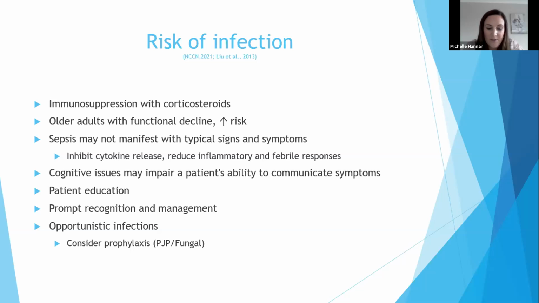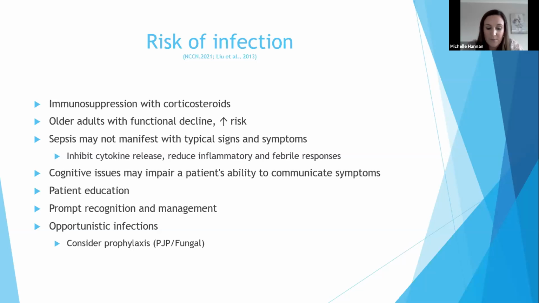So hence thresholds or parameters for concern may need to be adjusted for older adults, such as, for example, an increase of 1 degree in temperature might indicate an underlying infection, as might increased oxygen requirements, or a new onset of acute confusion. So just to consider an underlying infection as the source.